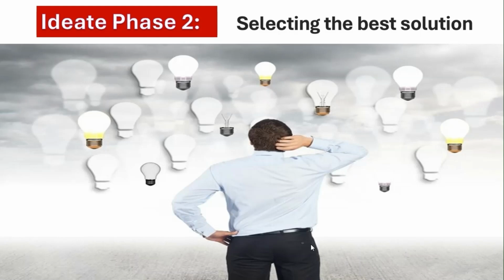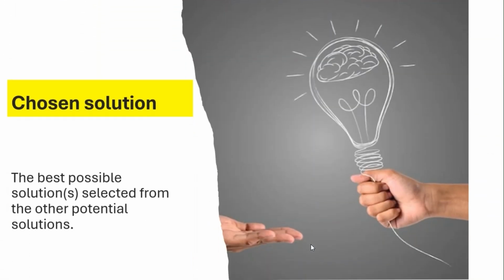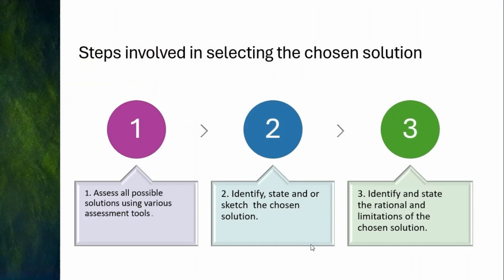This phase involves selecting the best possible solution from the other potential solutions. This is also referred to as the chosen solution. This process involves 3 steps. 1. Assess all possible solutions using various assessment tools. 2. Identify, state, and/or sketch the chosen solution. 3. Identify and state the rationale and limitations of the chosen solution.